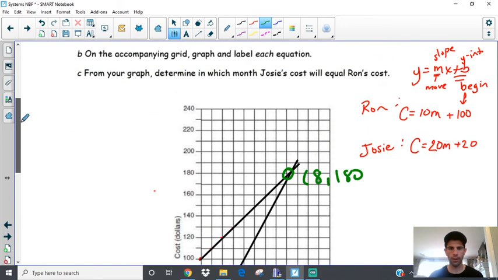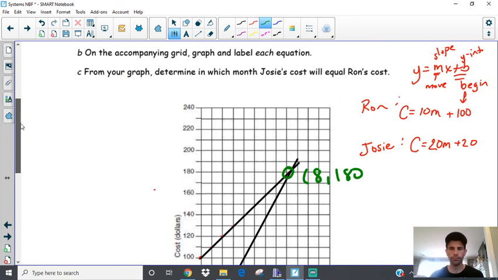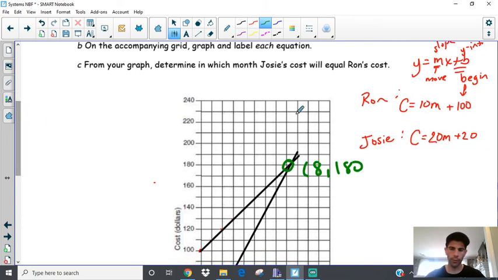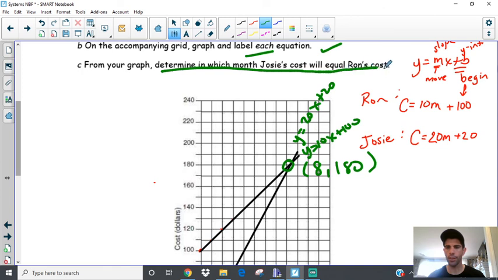Again, it's always a good idea to write their names. So we had 20x plus 20 for this guy, and we had 10x plus 100 for that guy. They intersected at 8, 180. Label each equation, did that. Determine in which month Josie's cost will equal Ron's cost. So it's at the 8th month. At 8 months, they will both cost the same amount.